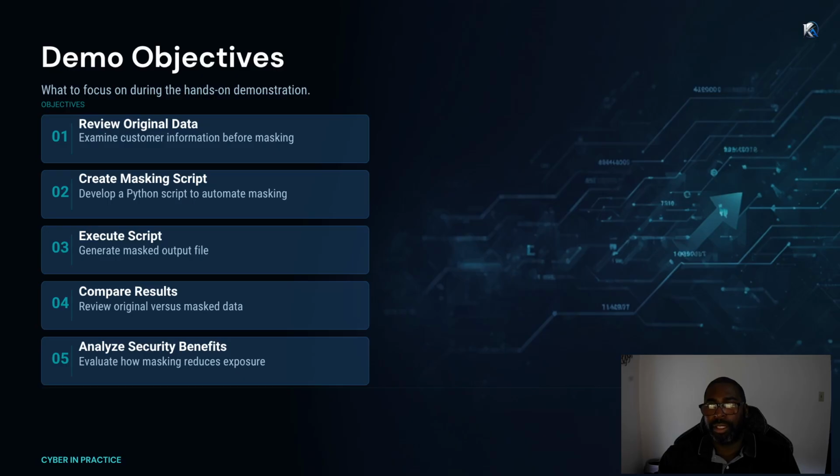Our demonstration has 5 objectives. Review the original data, apply masking through Python automation, generate protected output, compare results, and evaluate the security benefits. Rather than simply discussing data masking, we're going to watch it happen step by step.